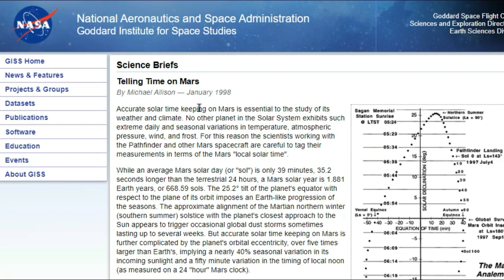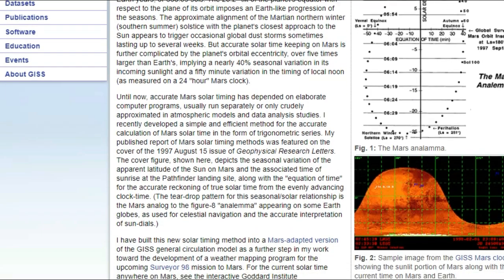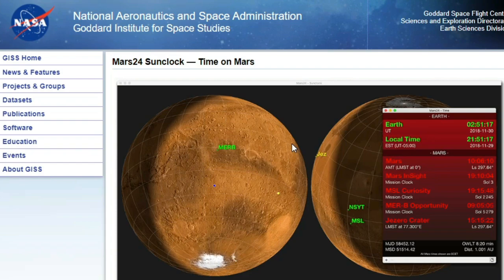Accurate solar timekeeping on Mars is central to the study of its weather and climate. Yeah, suppose I want to do that. Then I need the exact times and the correct data. In the past you sent all those satellites up to study Mars. But until now, you're showing me bullshit. Why are you not using your own app?